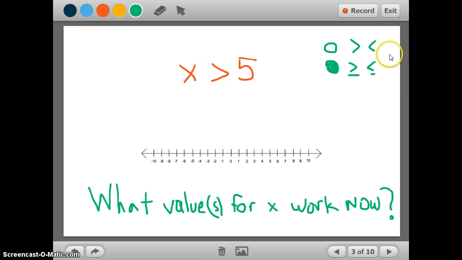So this is just a greater than symbol, so we have to use an open circle at 5. We want everything bigger than 5. Well, 6 is bigger than 5, 7 is bigger than 5, 8, 9, 10. So we know our arrow points in this direction.